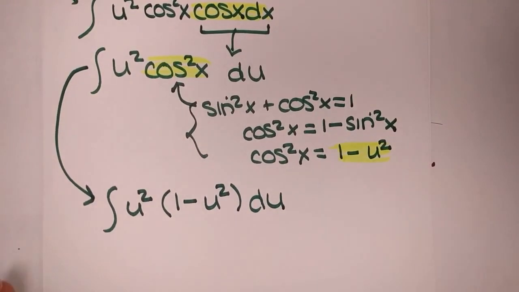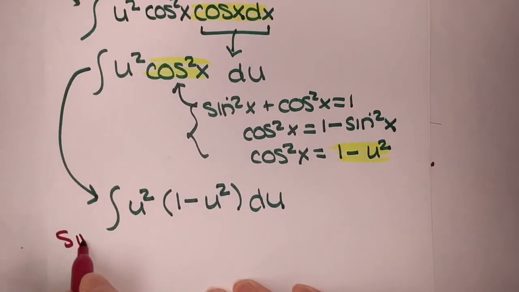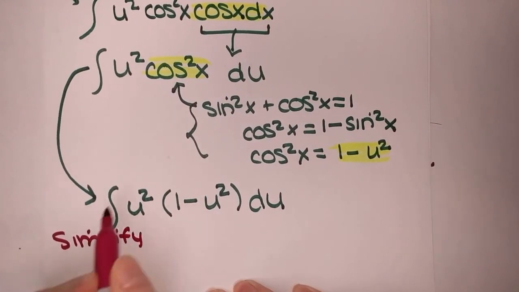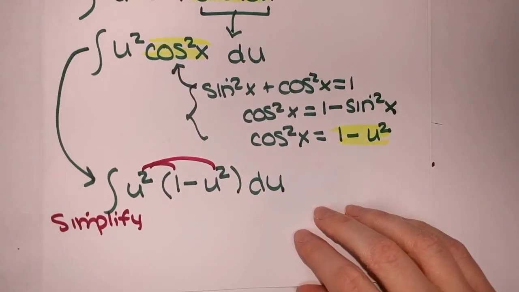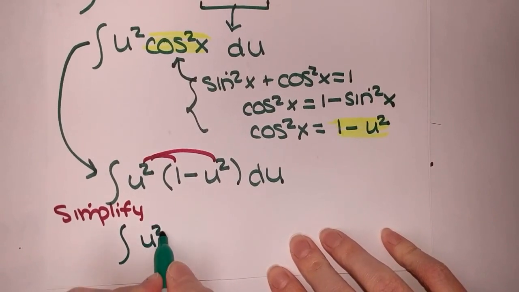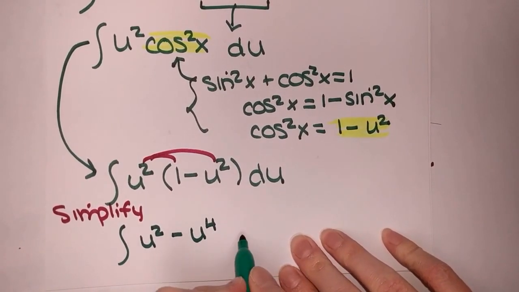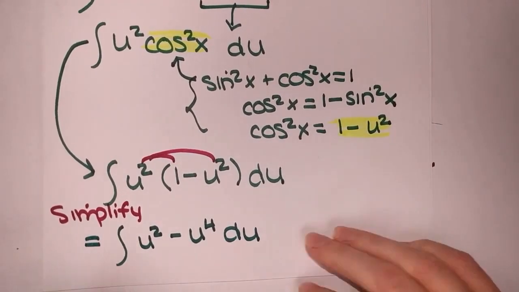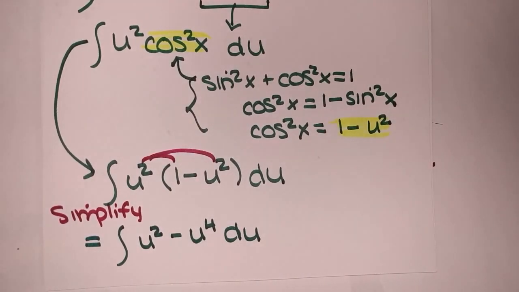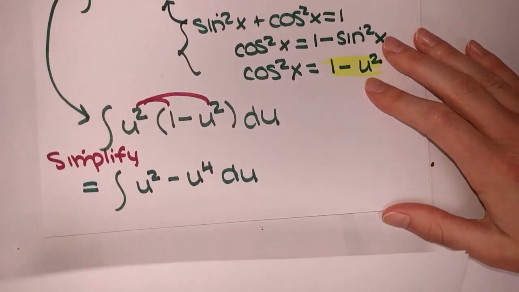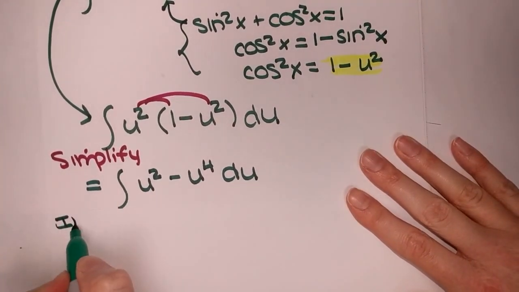Now, at that point, we still have parentheses. So what should I do? What I could do at that point is distribute the parentheses, because that's not too much of a job, just distributing the u squared to both terms. And so then I have the integral of u squared minus u to the fourth du. All right, so we can now integrate because we have everything in terms of u. This was a lot of work to get it in terms of u, but once you get it in terms of u, you would integrate.